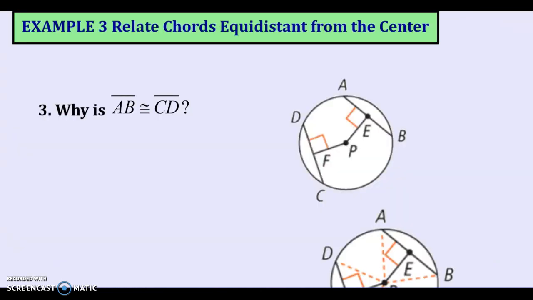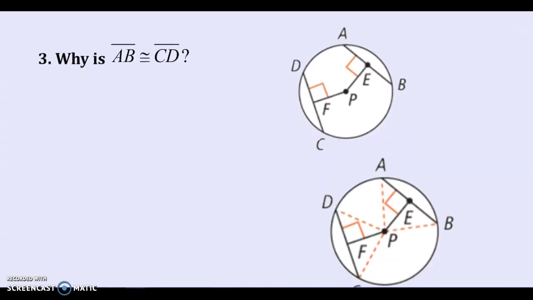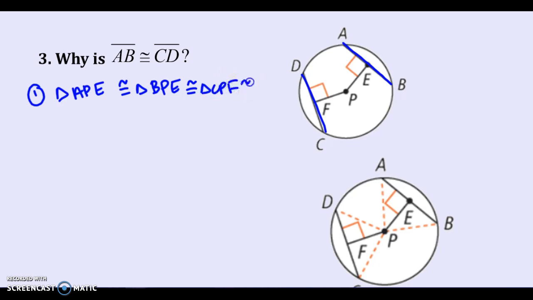The third thing that I'm going to prove is, why is AB congruent to CD? So now I'm looking, why will this distance be the same as this distance? Now this proof we're going to take out a little bit, so stay with me. But first we're going to look, and I'm going to say that triangle APE is congruent to triangle BPE, which is congruent to triangle CPF, which is congruent to triangle DPF.